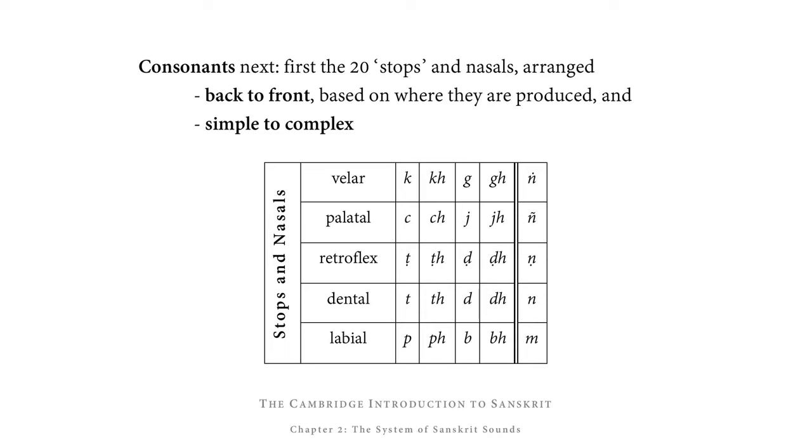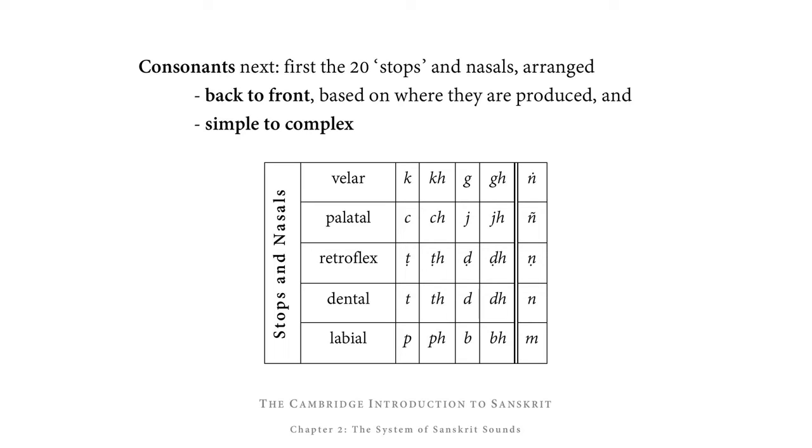in the palatal sounds, which are c, ch, j, jh, and ñ. They are listed together because they are produced in the same part of the mouth, with the back of your tongue touching the palate, i.e. the roof of the mouth. Next come the retroflex sounds, which are produced by retroflecting, i.e. by curling back your tongue, and they are ṭ, ṭh, ḍ, ḍh, and ṇ.